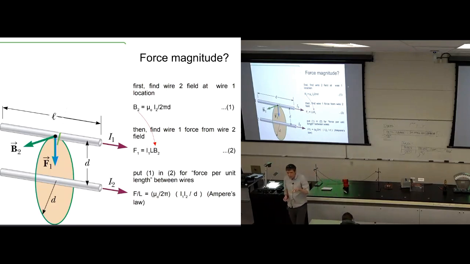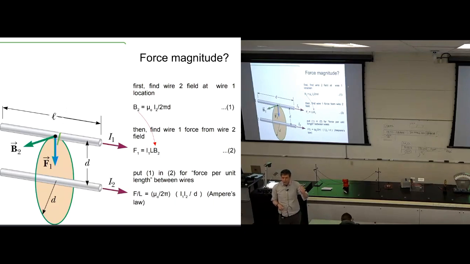It says that the force is in proportion to the product of the two currents, I1, I2. So if you make either current bigger or both currents bigger, you're going to make a bigger force. If you make either current smaller or both currents smaller, you're going to make a smaller force. What counts is I1, I2.